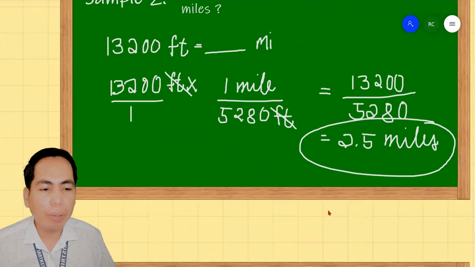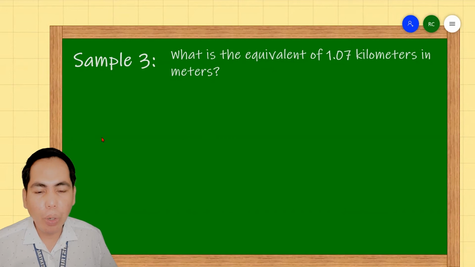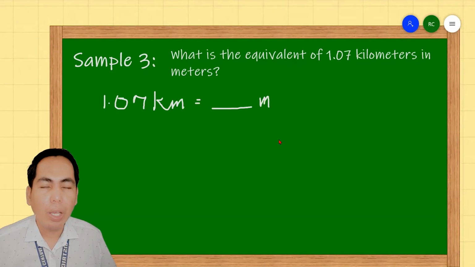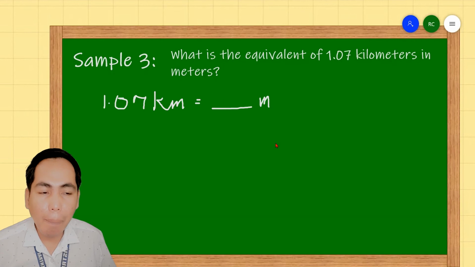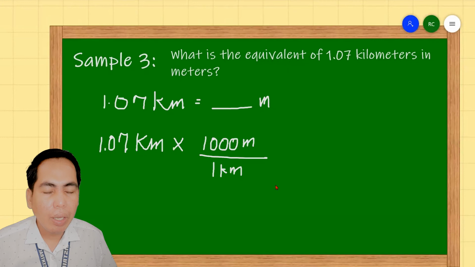So let us have sample number 3. What is the equivalent of 1.07 kilometers in meters? For our example number 3, we are going to convert 1.07 kilometers into meters. We know that for every 1 kilometer, we have 1,000 meters. So we are going to multiply this 1.07 kilometers by the ratio of 1,000 meters is to 1 kilometer, so that we can cancel out the kilometer.